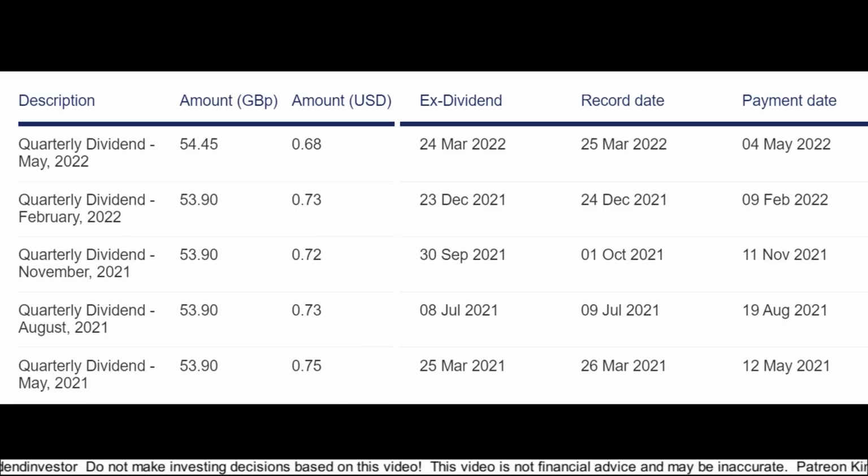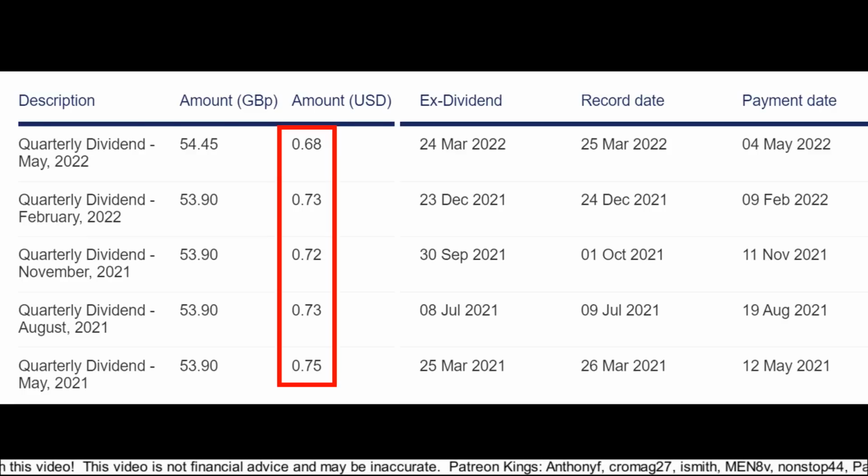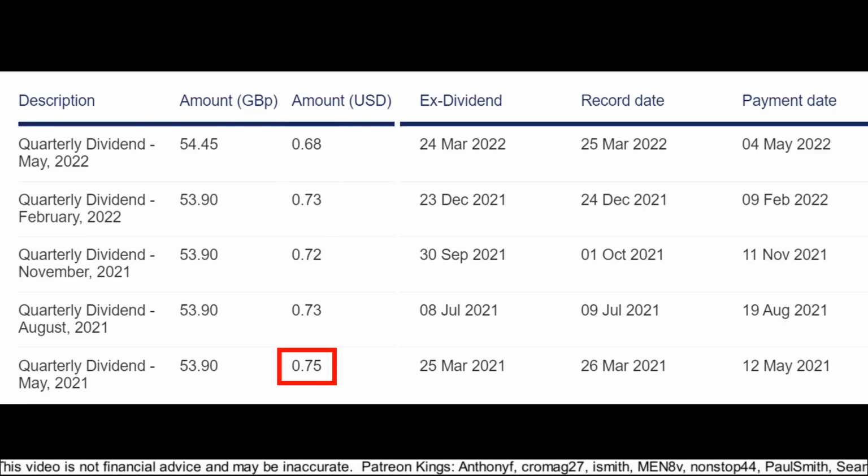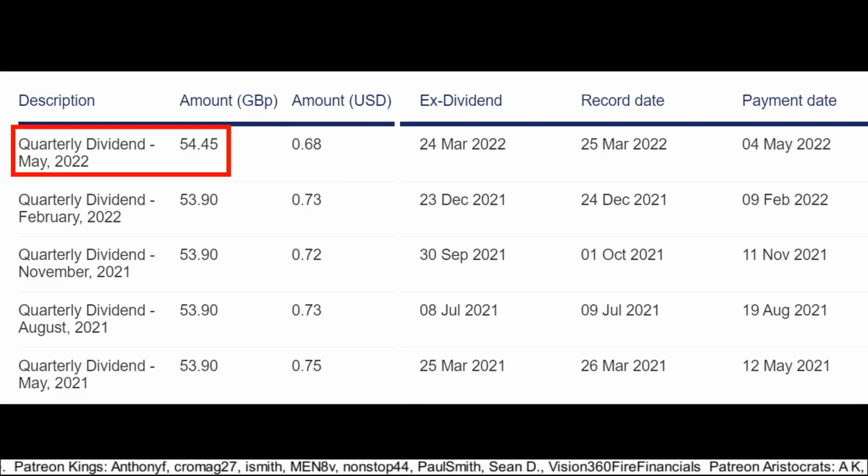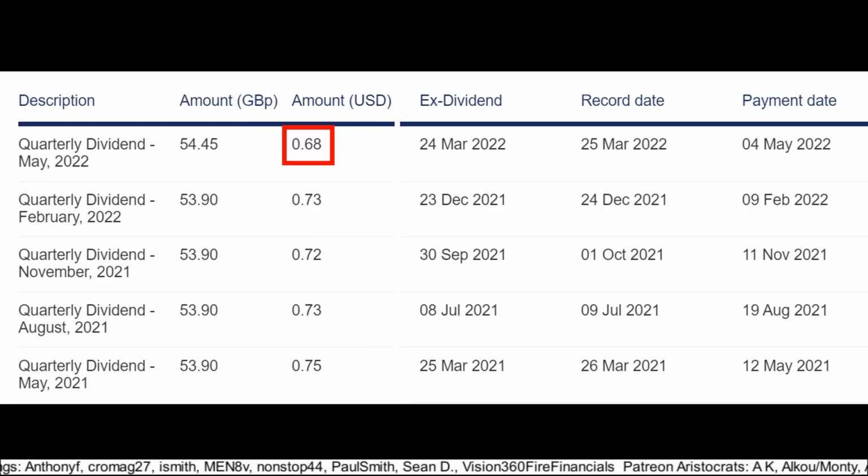Then you can see that they again paid out 53.9 pence in their August, November, and February quarterly payments, and then they did a small hike, taking their May of 22 dividend payout to 54.45 pence per share per quarter. But look at the American payout equivalents. They paid out 75 cents in May of 2021, then 73 cents in August, then 72 cents in November, and then 73 cents in February. And then even though they did a dividend hike for their May payout, we see that the American payout fell the most, down to 68 cents per share per quarter.